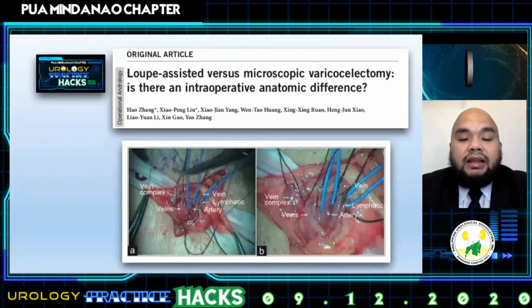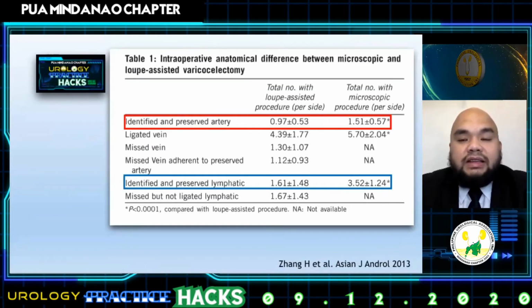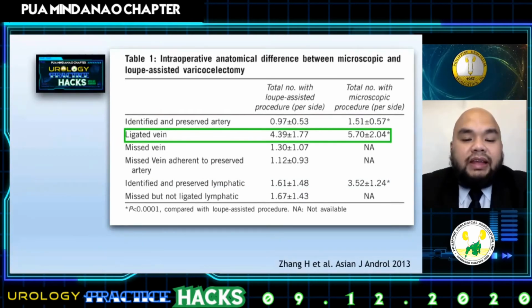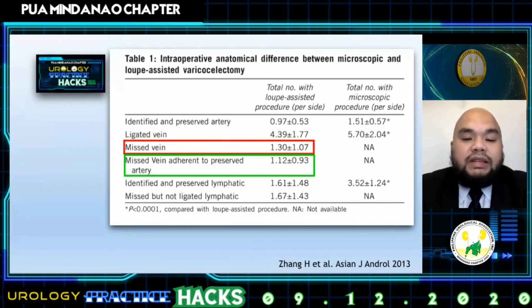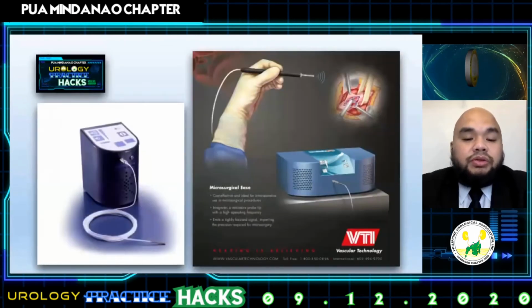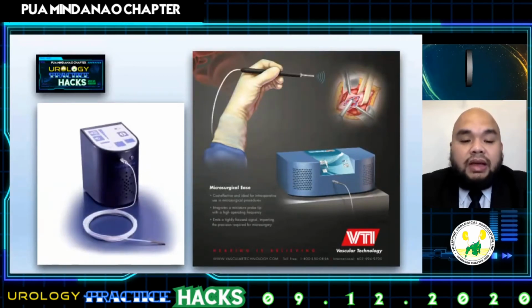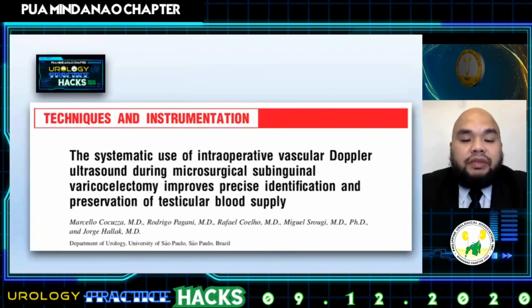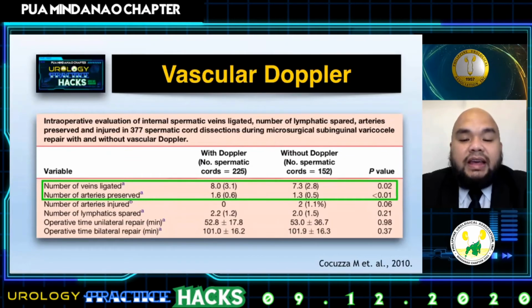So in this study by Sang et al., they compared the intraoperative findings between loop-assisted and microsurgical varicocelectomy. Compared to loop-assisted varicocelectomy, microsurgical varicocelectomy is associated with significantly higher internal spermatic arteries and lymphatics identified and preserved, and significantly higher internal spermatic veins ligated. Loop-assisted varicocelectomy is associated with higher internal spermatic veins missed. So use of vascular Doppler also improves intraoperative outcomes. I personally use 8 MHz vascular Doppler for varicocelectomy procedures. So use of vascular Dopplers improves the identification and preservation of the blood supply of the testis. Significantly higher veins ligated and significantly higher arteries preserved are associated with vascular Doppler use.